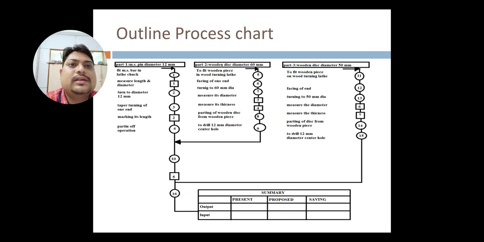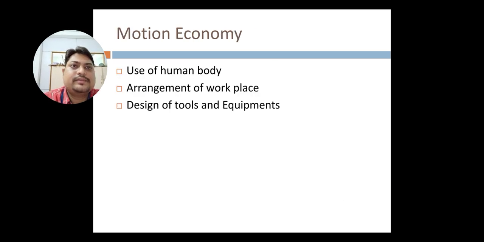The operation process chart actually is like this. Part 1, that is the MS pin. Part 2, wooden disc diameter 60 mm. Part 3, wooden disc diameter 50 mm. You can see a circle and a square over there, only two symbols. As I have said, operation and inspection are the only two things that we get from this outline process chart.